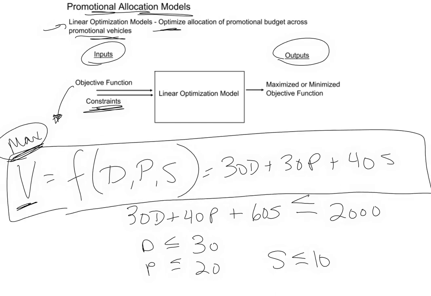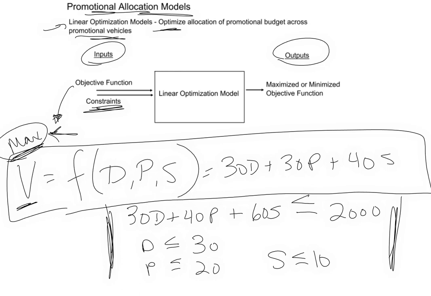This is my objective function. This is the thing that I'm trying to optimize. In our case, we're trying to maximize the total number of views as a function of these things that we can choose, my choice variables of D, P, and S, but I'm constrained by some things. I'm constrained by the total amount of money that I could spend on these three things, and I'm also constrained by how much I can do of these different activities, right? So this is entirely the setup to a linear optimization problem.